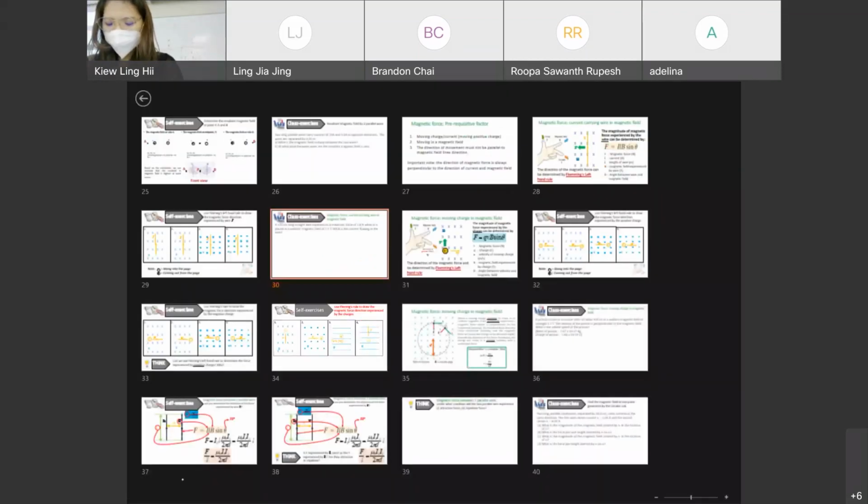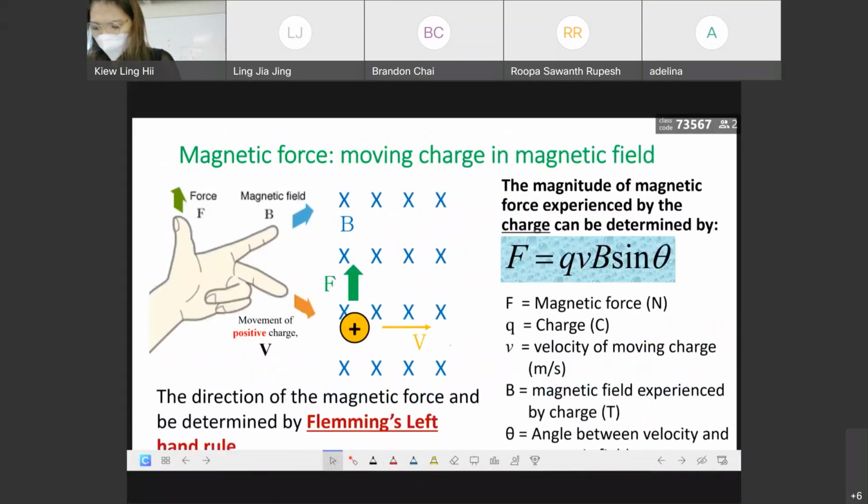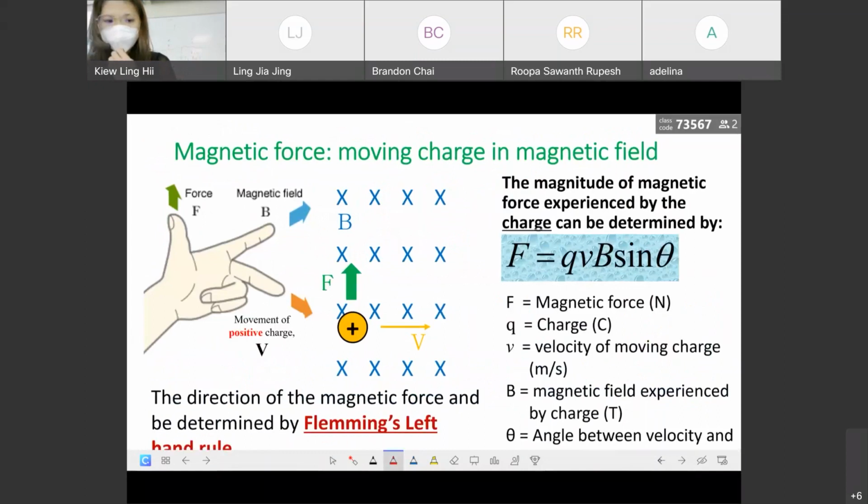So just now, our prerequisites were current, magnetic field, and theta not equal to 1. So just now we have ILB sine theta, right? Another case is when we have a moving charge, Q V. So what if we have a moving charge? Instead of ILB, what we have here is QVB sine theta. Q is the charge in coulomb. V is now the velocity, how fast the charge is moving. And now the angle is the angle between the velocity and the magnetic field.